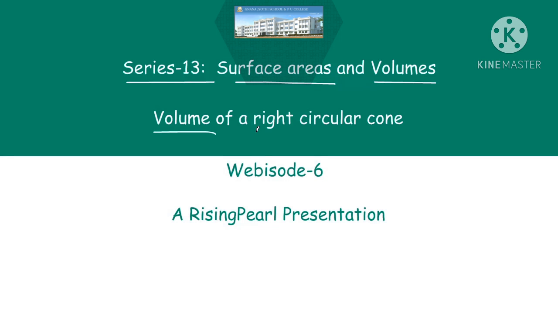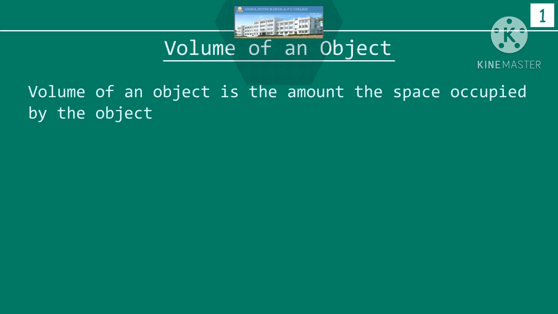Out volume of a right circular cone. Now friends, whenever we talk about volume of any object, regardless of its shape or size, what is important to note is that volume of any object is equal to the amount of space that is occupied by the object. This is how we define the volume of any object.